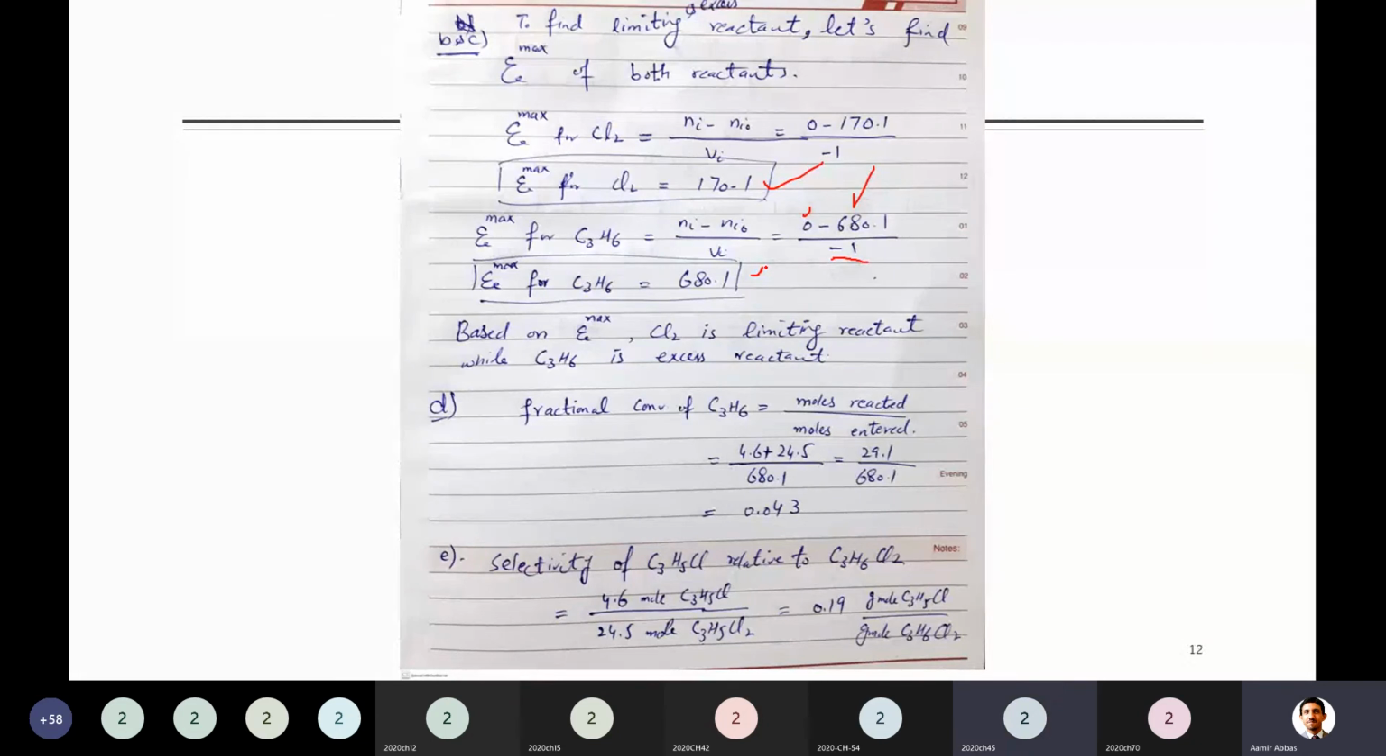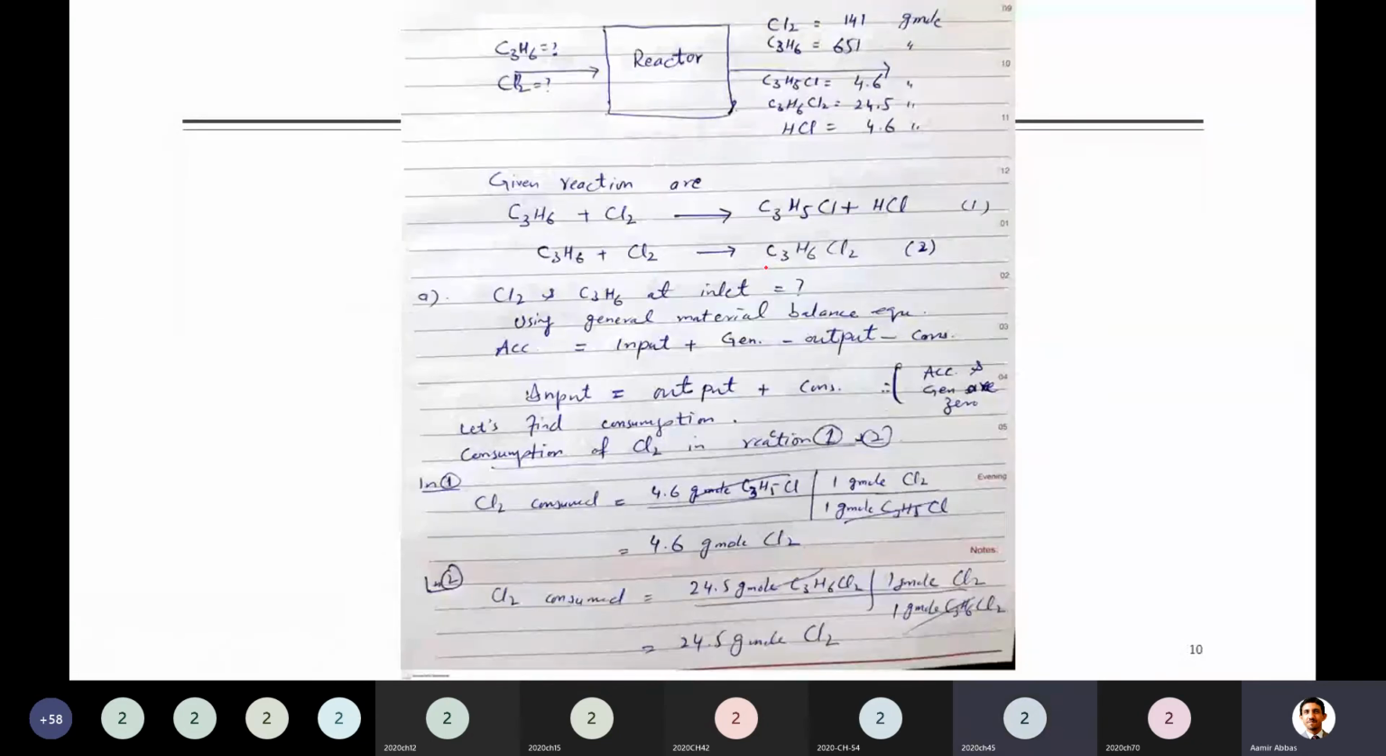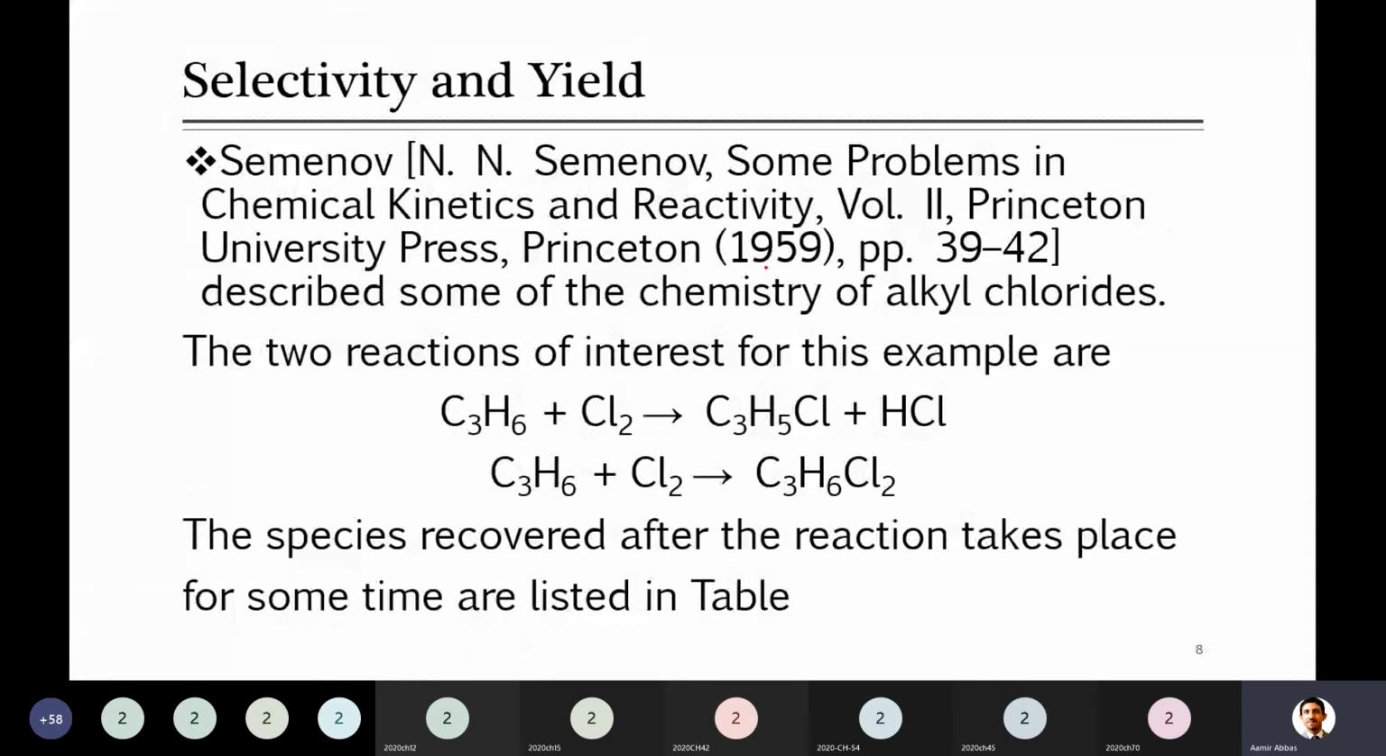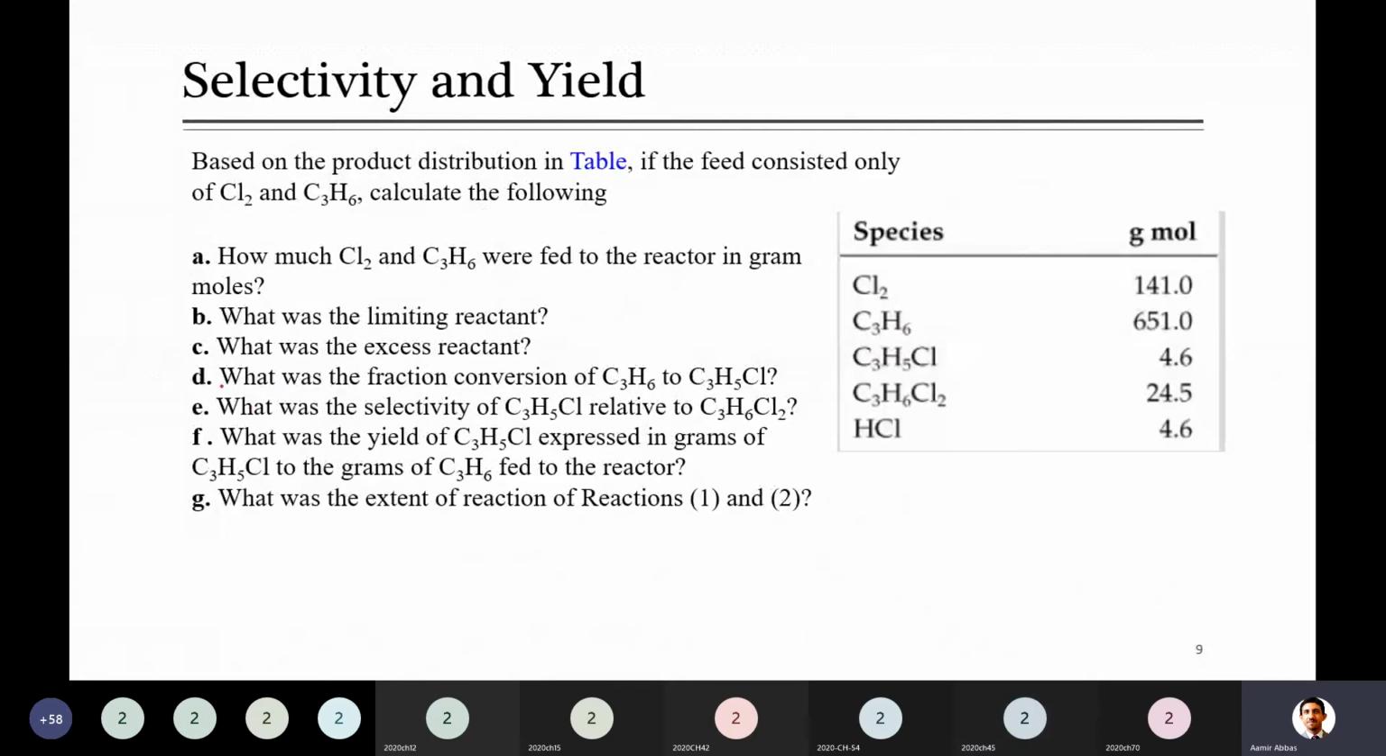Next, the fourth part was to calculate fractional conversion. Let me go back and read that statement. So the fourth part, B and C are done, because when you have decided, you can write which one is excess and which one is limiting based on maximum extent. Next, what was the fractional conversion of C3H6 to C3H5Cl? So do you remember what was the definition of conversion?